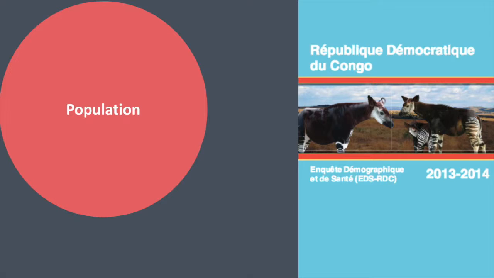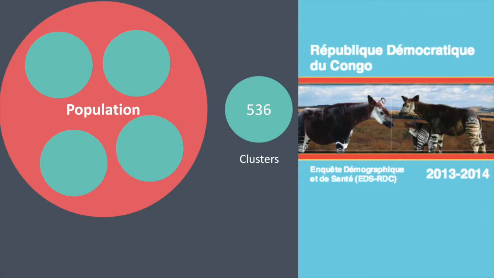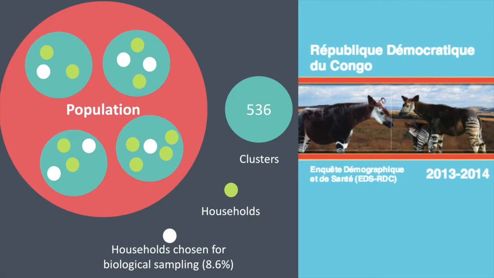The sampling strategy of the DHS is a bit complex. It's two-stage based on population, which may be a bit inaccurate since the last national census was in 1984 in Congo. But nonetheless, they chose clusters based on population density. Within those clusters, there were 536. They chose households at random, and of those households, about 8.6% were chosen to undergo biological sampling.